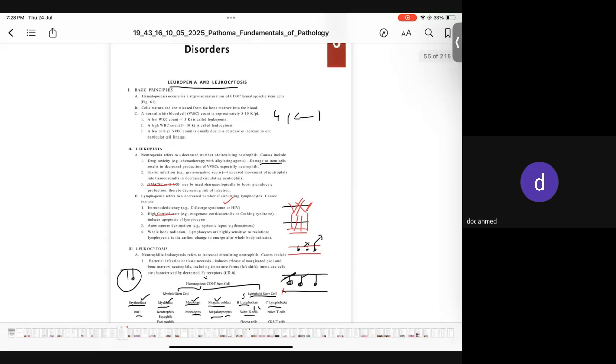Okay, we discussed lymphopenia, DiGeorge syndrome, and HIV. We know about the high cortisol state. We know that was one of the drugs, an immunosuppressant, depressing your B cell and T cell growth, right?